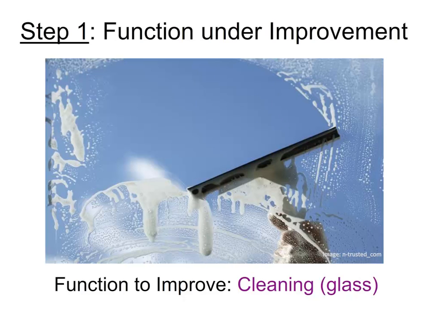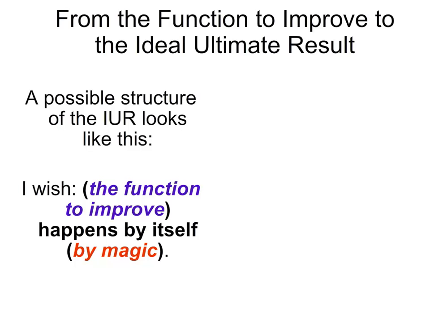Let us start with formulating the function that we wish to improve. Clearly, in our case, it is cleaning glass. So the first step of the heuristic is complete. We establish the function and we can now move to learn how to formulate the ideal ultimate result. There is more than one way to formulate the ideal ultimate result. One of the simplest is to use the following structure.